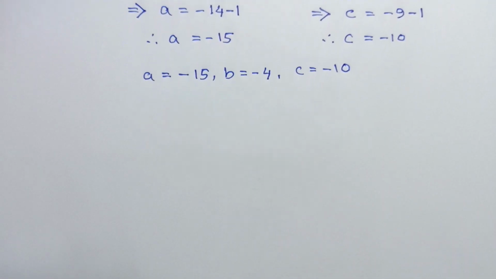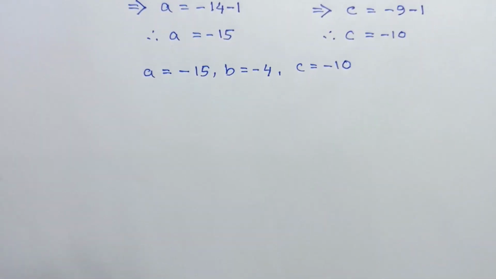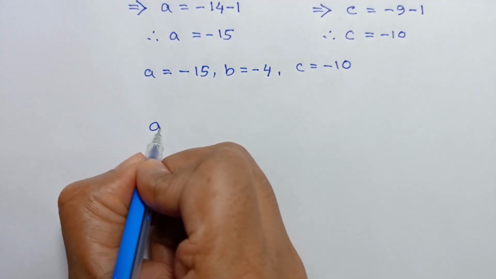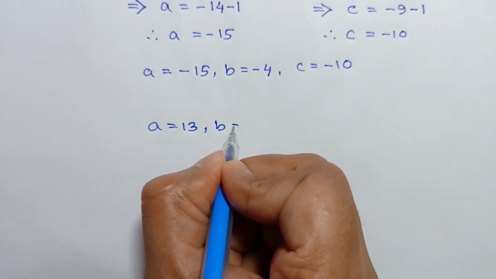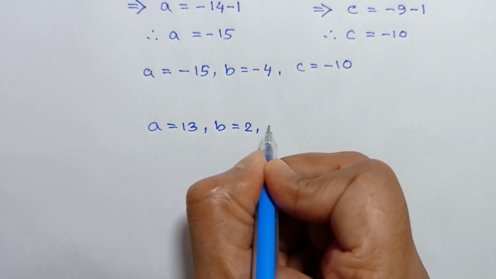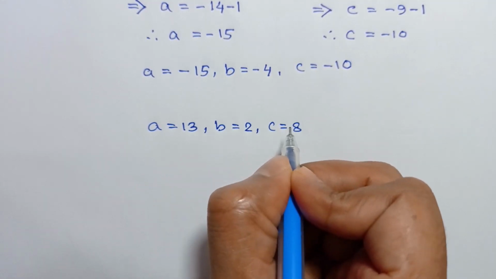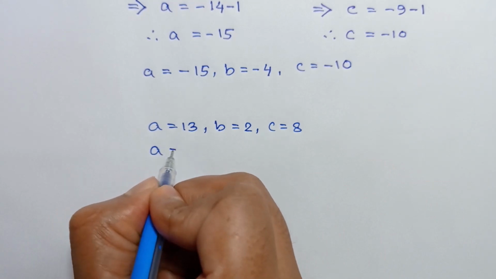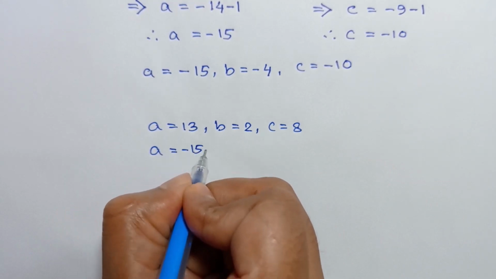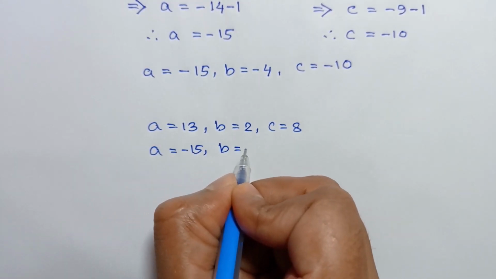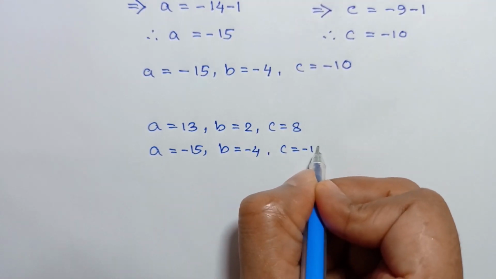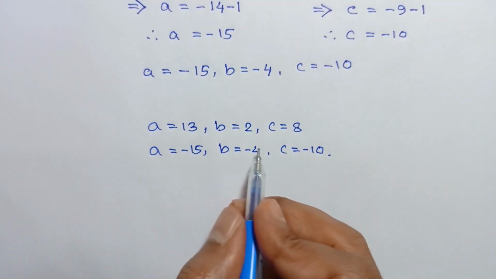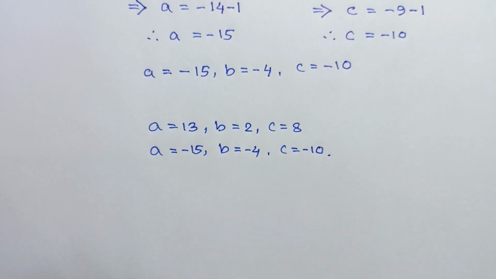So the solutions of this system are: a = 13, b = 2, c = 8, and a = -15, b = -4, and c = -10. So these are the two sets of solutions.